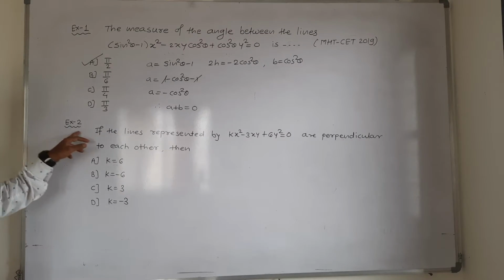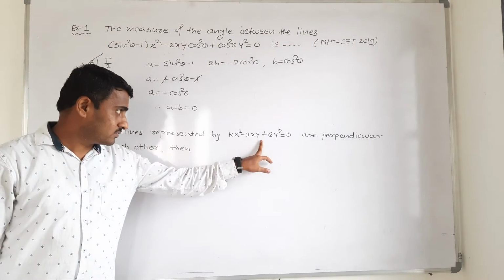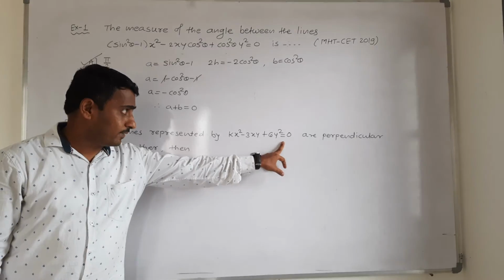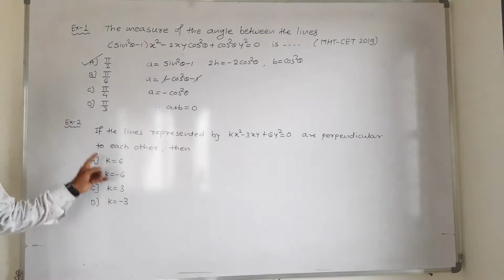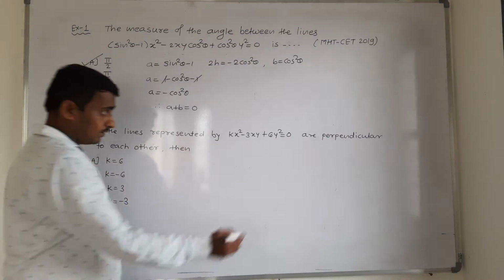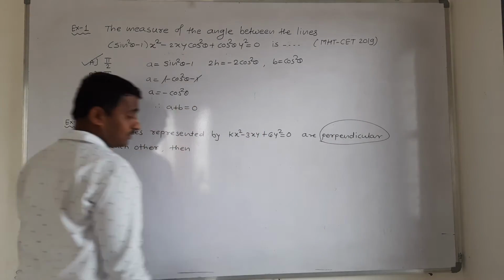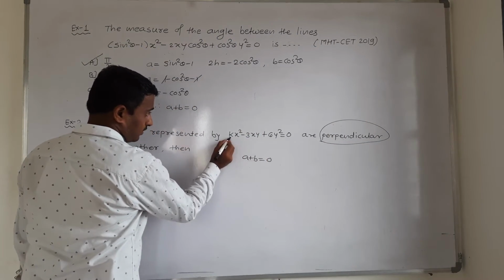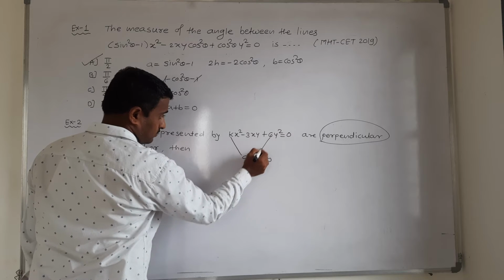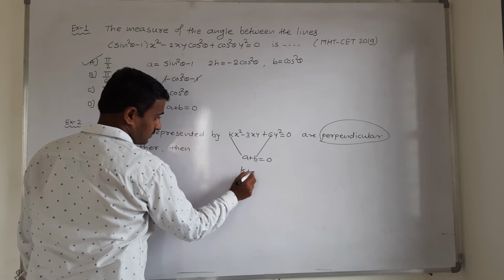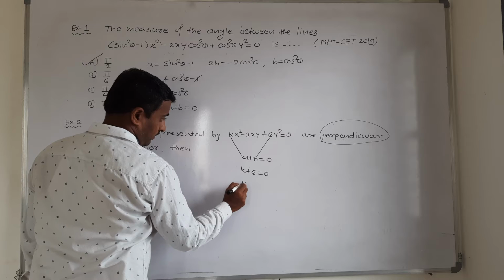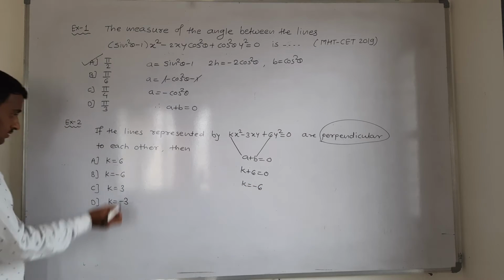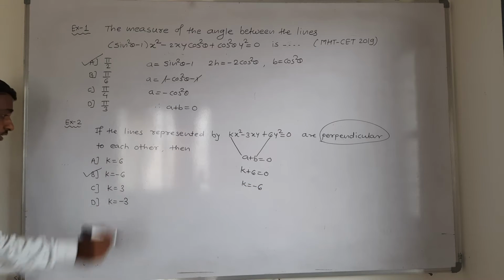Example number 2: if the lines represented by kx² − 3xy + 6y² = 0 are perpendicular to each other, then what condition? a + b = 0. A is k, b is 6, that is k + 6 = 0, therefore k = −6. K = −6, option B.